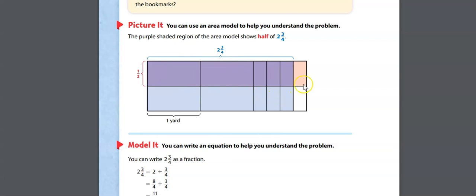Now we need to see how many of all of our fraction boxes are shaded. So let's count how many fraction boxes we have. 1, 2, 3, 4, 5, 6, 7, 8. So we have 8 of our smaller fraction boxes. Now of those 8, how many are shaded in purple? 1, 2, 3. 3 are shaded in purple. So that means our answer should be 1 3/8. Now let's go ahead and see if we're correct.